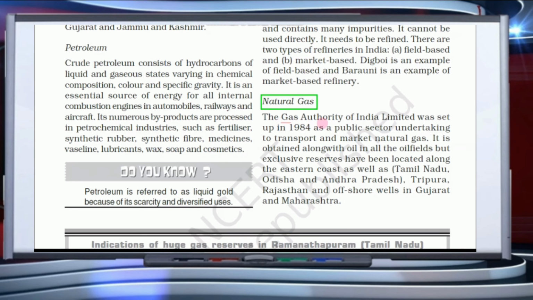Natural gas: the Gas Authority of India Limited was set up in 1984, a government organization, a public sector undertaking. And these are the states producing oil, that is Tamil Nadu, Odisha, Andhra Pradesh. It is found in Tripura also, in Rajasthan also, and offshore wells. Offshore means away from the mainland. Offshore wells in Gujarat and Maharashtra.